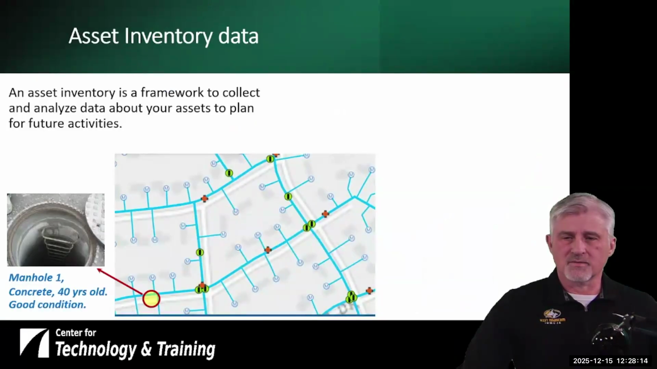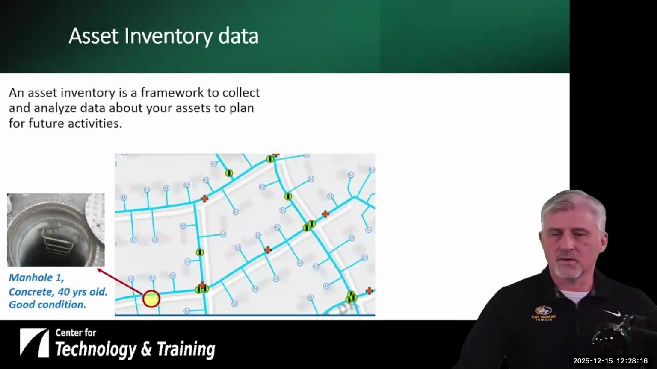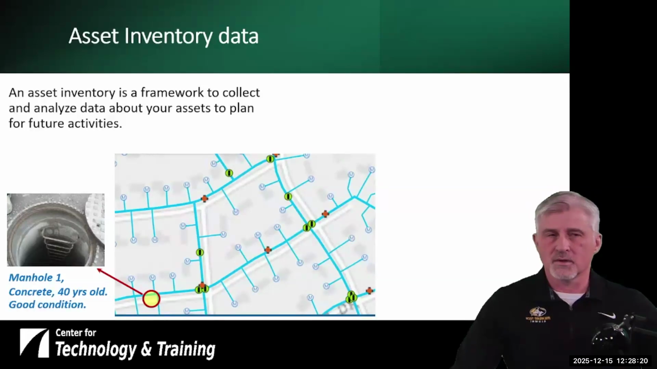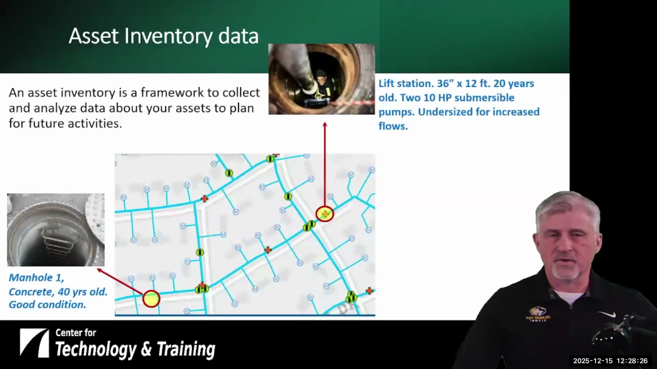So for instance, here we've got a manhole. It's concrete. It's 40 years old. It's in good condition. Everything sounds good with that. Over here, we've got a lift station. It's 20 years old. There are two 10 horsepower submersible pumps. It's undersized for the increased flows that it's experiencing.